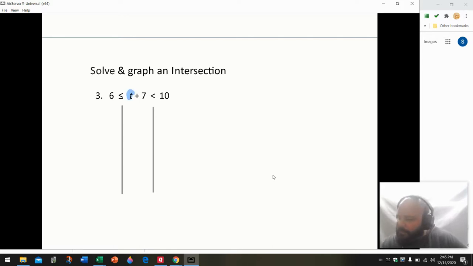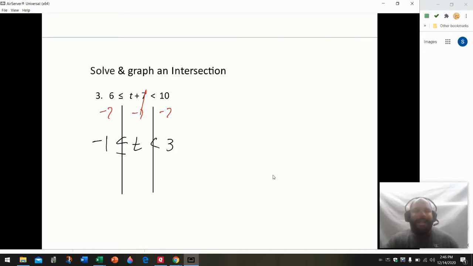And you can see what's happening to t. T is being added to 7. So I'm going to subtract 7 here, but I'm going to subtract 7 from all 3 of the places. The 7's going to cancel. And then I'm going to be left with 6 minus 7, which is negative 1. The sign drops. The variable drops. And then I have 10 minus 7, which is 3.